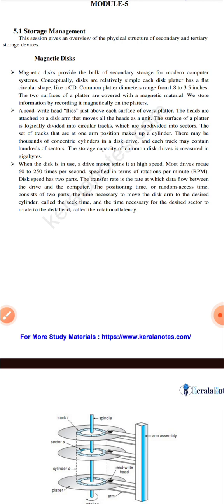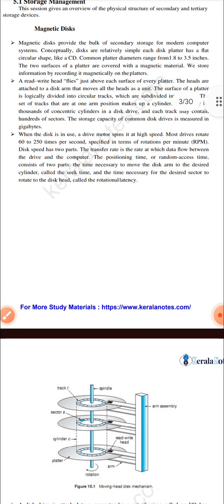The storage capacity of the common disk drive is measured in gigabytes. When the disk is in use, a drive motor spins it at high speed.